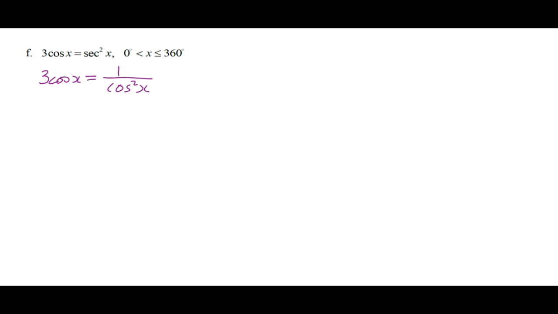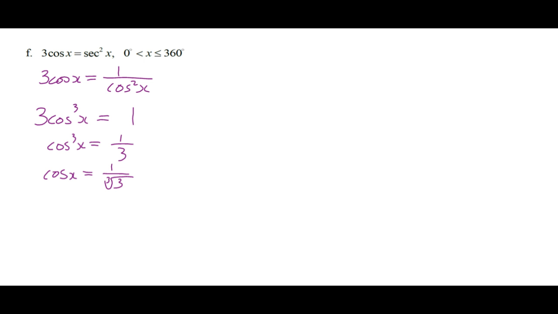So now what? Multiply both sides by cos squared, right? Just keep in mind cos x can't be 0. Okay, what do we get? 3 cos cubed x is equal to 1. So cos cubed x is equal to 1/3, so cos x is equal to 1 over the cube root of 3.